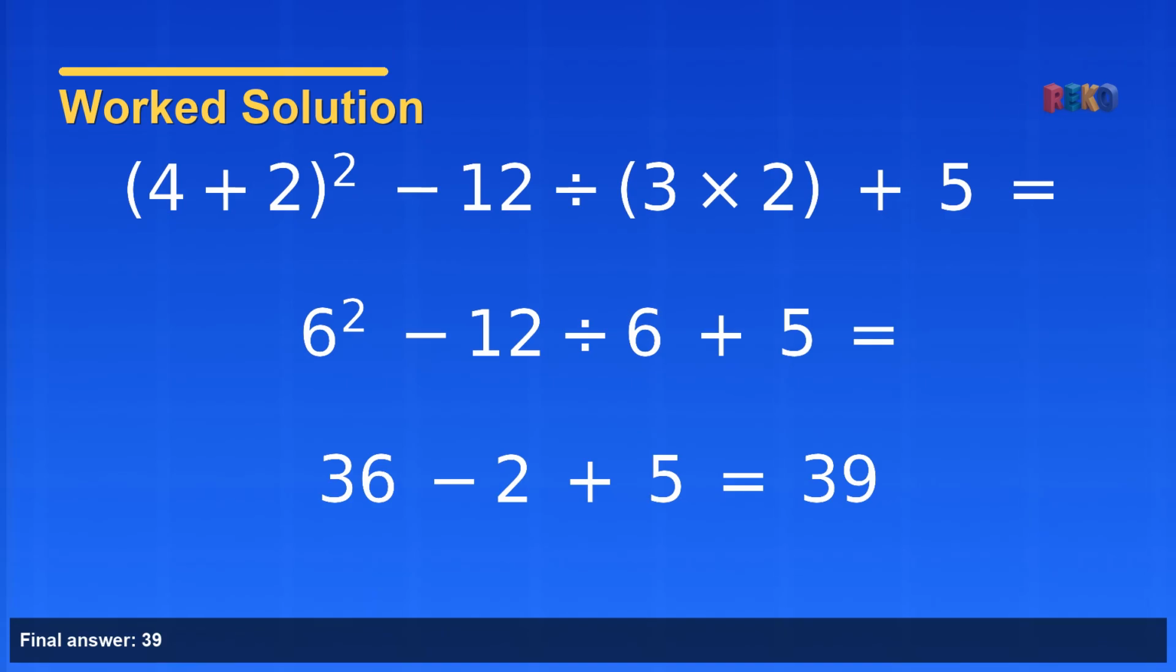Let's take on a slightly harder example. Start with the brackets. 4 plus 2 equals 6. Next, deal with the index. 6 squared is 36. Then move to division inside the second set of brackets. 3 times 2 equals 6, so 12 divided by 6 gives 2. Finally, work left to right for the remaining addition and subtraction. 36 minus 2 plus 5 equals 39. Even in complex problems like this, BIDMAS keeps everything in the right order.